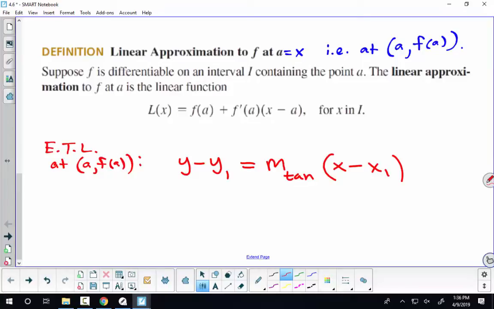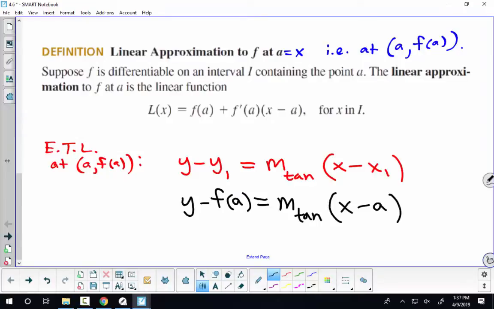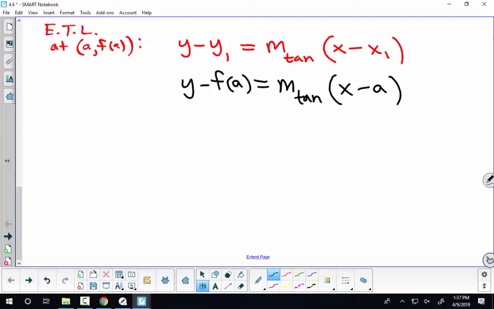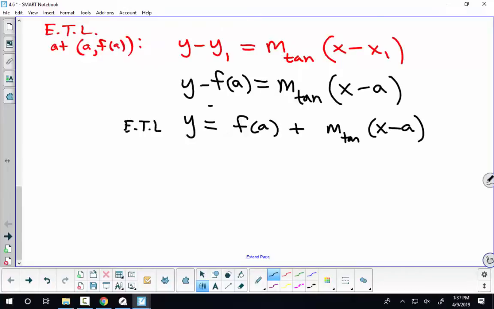So notice here the only difference is that with this particular notation, the y1 is this f of a. So we have y minus f of a equals the slope of our tangent line times x minus x1, which is a, x minus a. And then solving for y, we would add f of a to both sides. So that was the equation of the tangent line and how we described that in chapter 3.